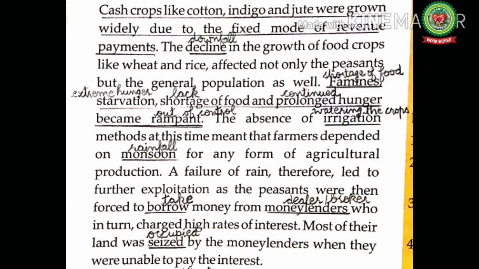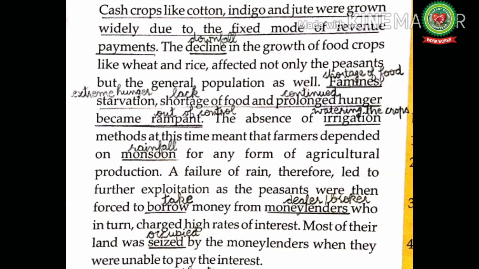So, for watering the crops, the farmers entirely depended on the monsoons for their agricultural production. A failure of rain therefore led to further exploitation, as the peasants were then forced to borrow money from moneylenders, who in turn charged high rates of interest. Most of their land was seized by the moneylenders when they were unable to pay the interest. During that time, farmers were even more exploited.